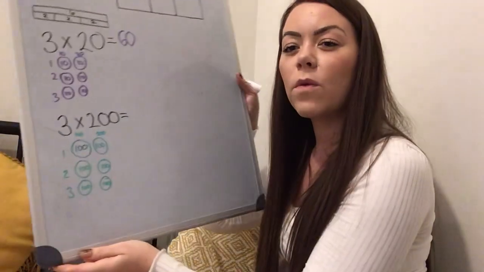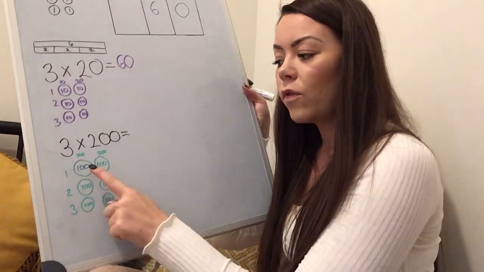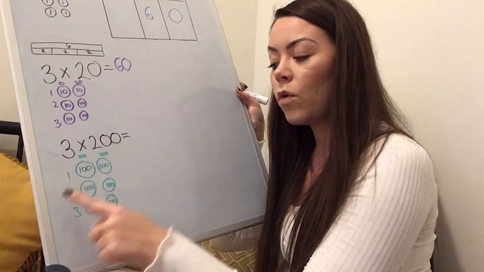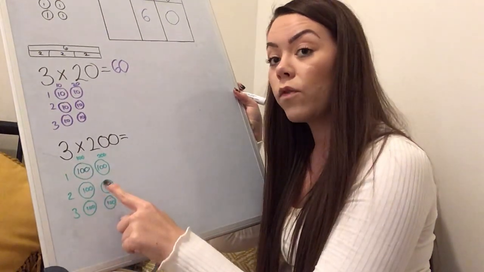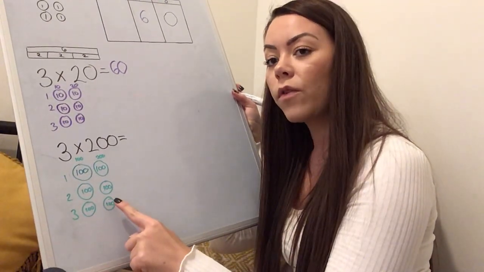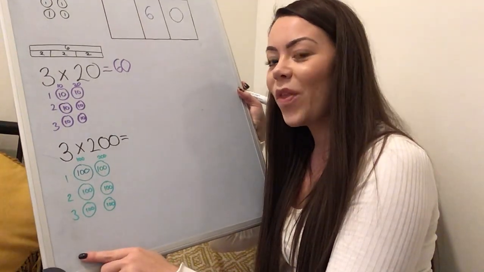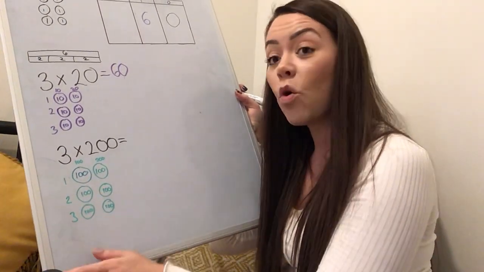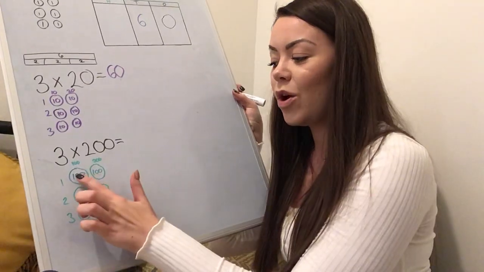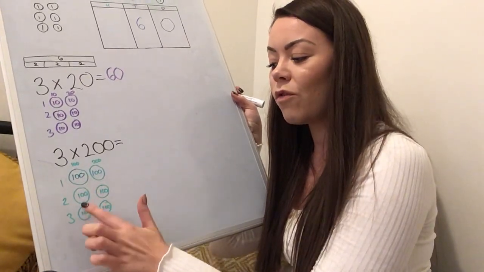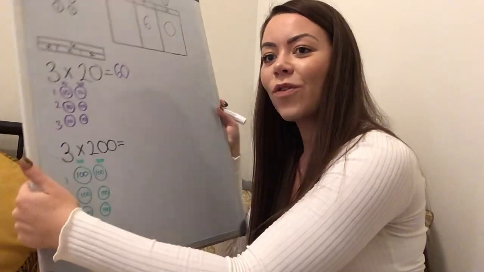What do you think? Is this what you were thinking too? So I've got 1 lot of 200, 2 lots of 200, 3 lots of 200. Can you spot the answer? I can count my hundreds to help me, or my 200s if you can manage that. 100, 200, 300, 400, 500, 600. So the answer to that one is 600.